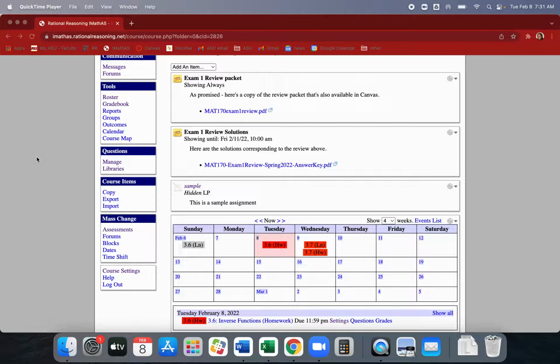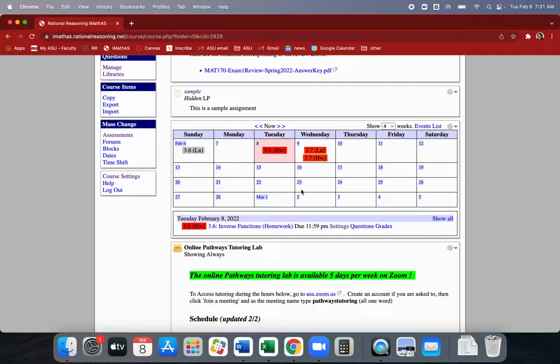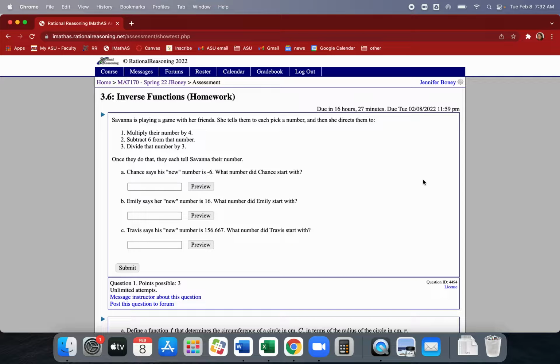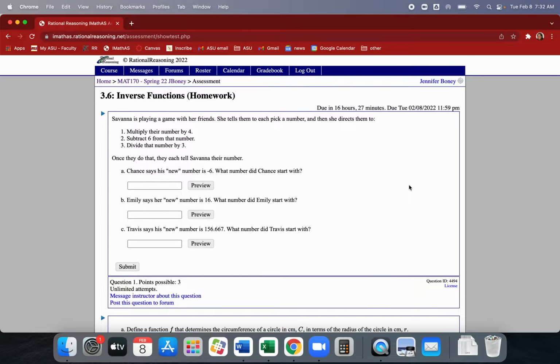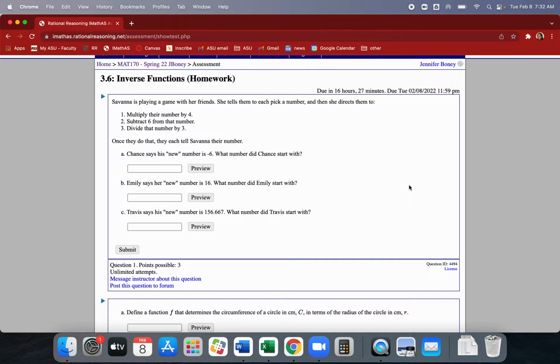So in any case, what I want to do first was take a look at your 3.6 homework that's due tonight. 3.6 was about we had inverse functions. And we talked a lot about these in class on Thursday last week. But I want to spend a little bit more time just kind of making sure we've got these sorted out, what's going on. So functions and inverse functions.